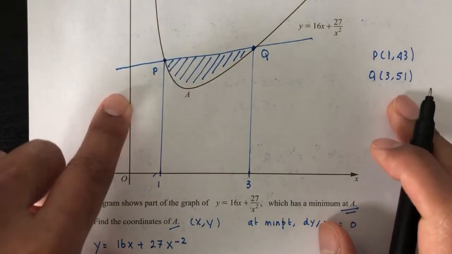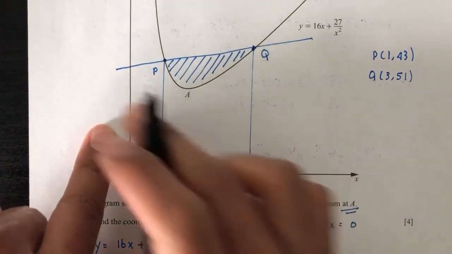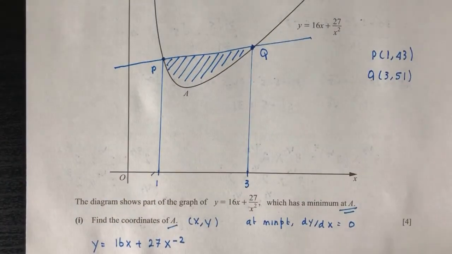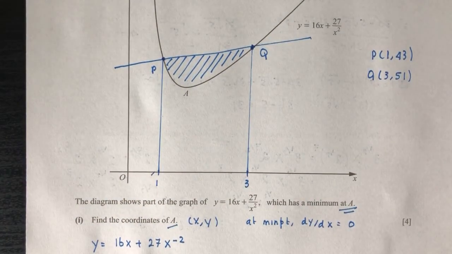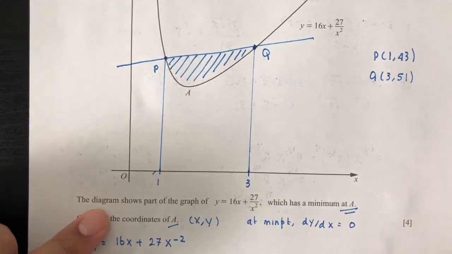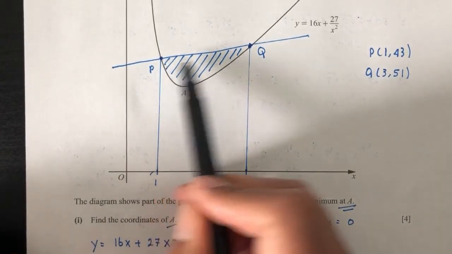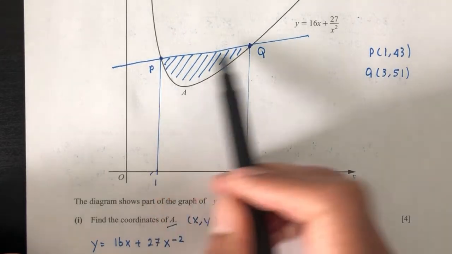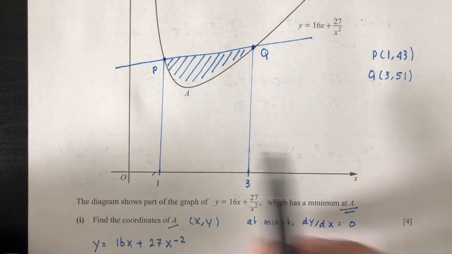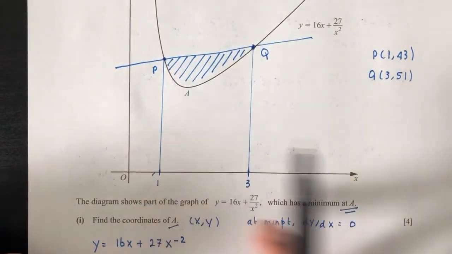So now we have the 2 points of P and Q. We can find the equation of line PQ. So let's do that. So we can do something else actually. I think it's easier. So as you can see, PQ is a shape. It is a trapezium. So we can just find area of this trapezium.